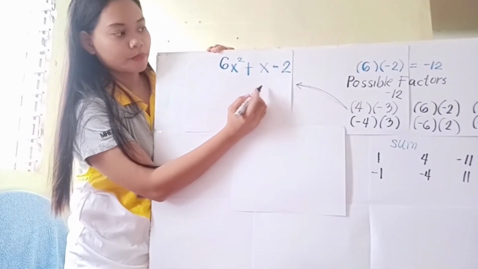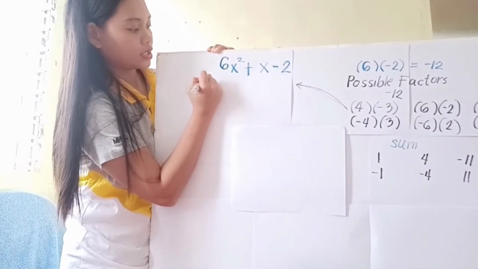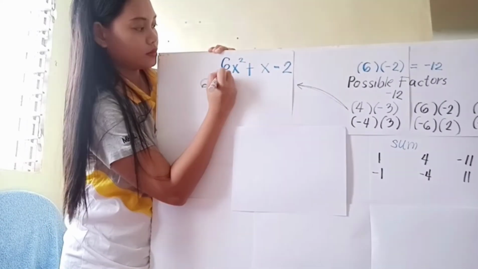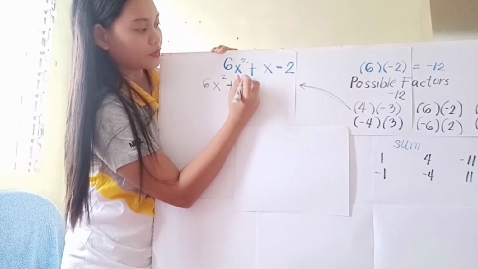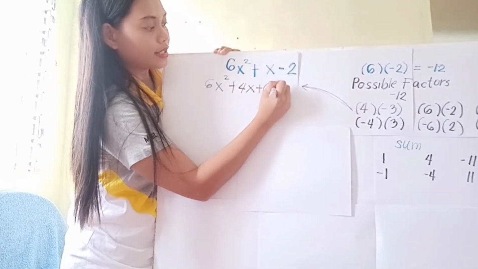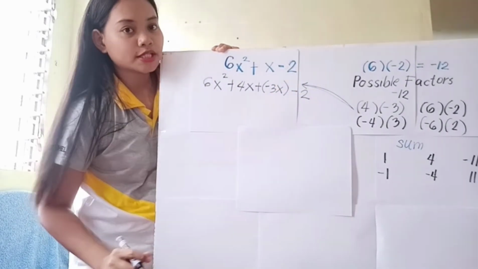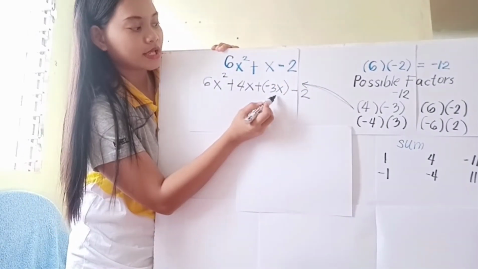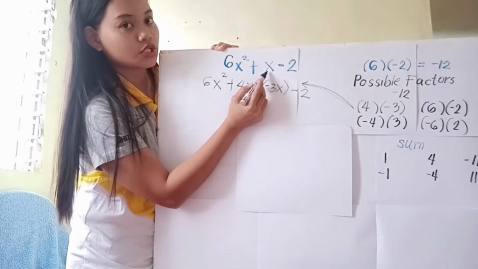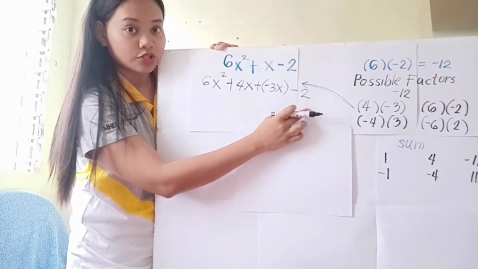So ngayon, pwede natin siyang isulat sa expression. Dito sa middle term, ipapasok natin yung 4 at negative 3. So, susulat natin siya as 6x squared plus 4x plus negative 3x minus 2. Kung mapapansin ninyo, 4x plus negative 3x is equal to x. Yun yung middle term natin. So, ito na ngayon yung magiging expressions natin.